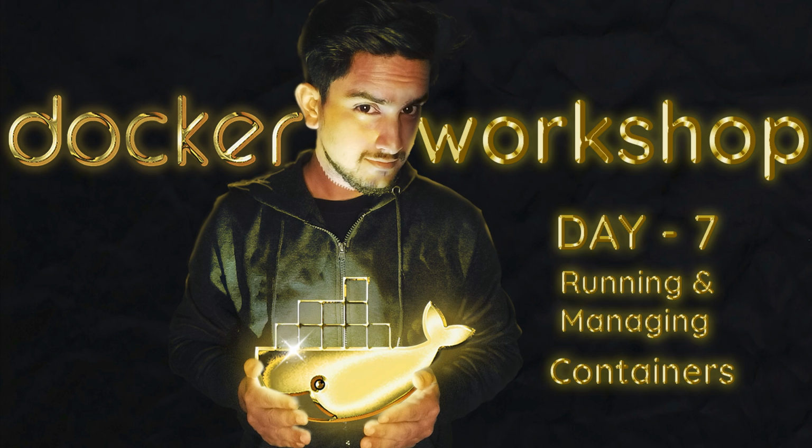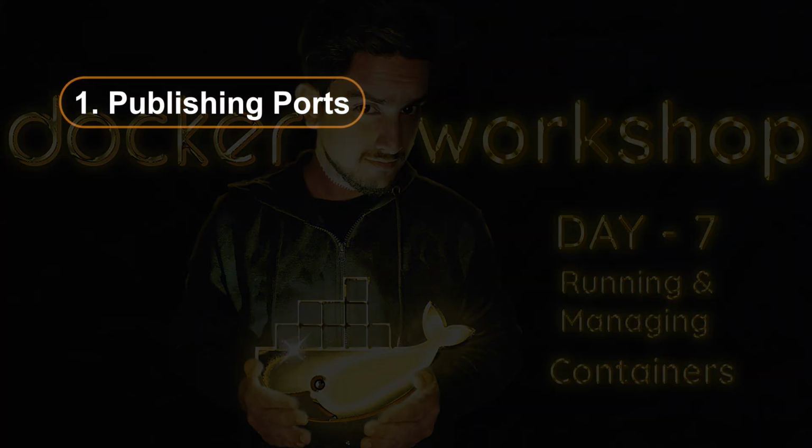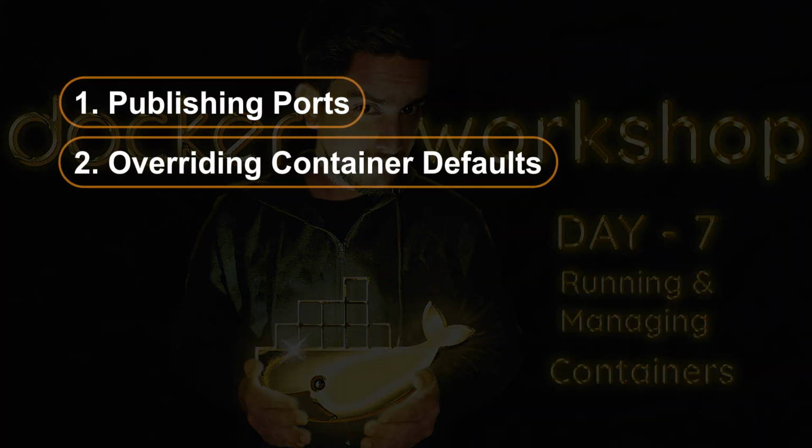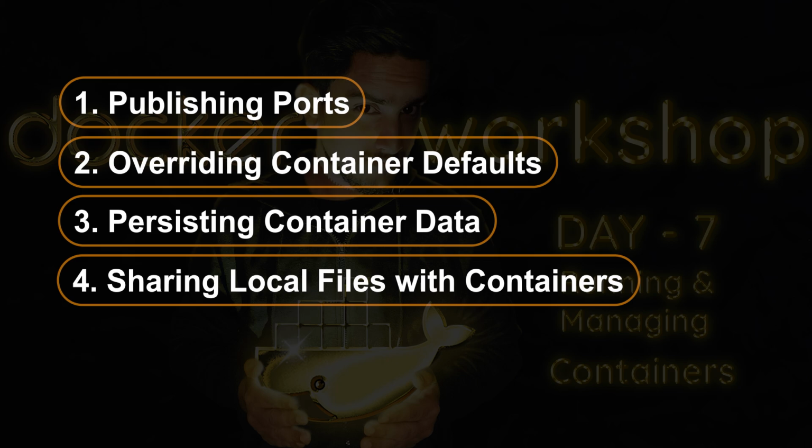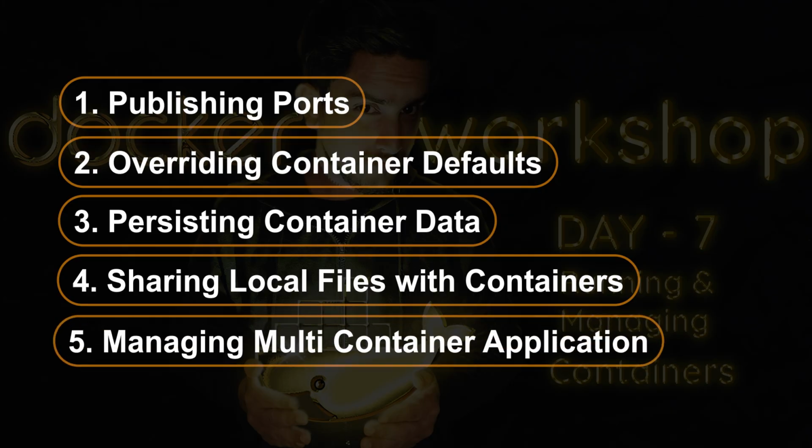So in this session, we'll break down the 5 core building blocks that every real containerized application relies on, which is publishing and exposing the ports. The second one will be overriding container defaults, where we'll see how to override the default env variables, runtime behavior and more. The third will be persisting container data, where we will be using volumes to store our data safely. The fourth one will be sharing local files with containers, where we will be using bind mounts and real-time access. And the fifth one will be managing multi-container applications with Docker Compose.